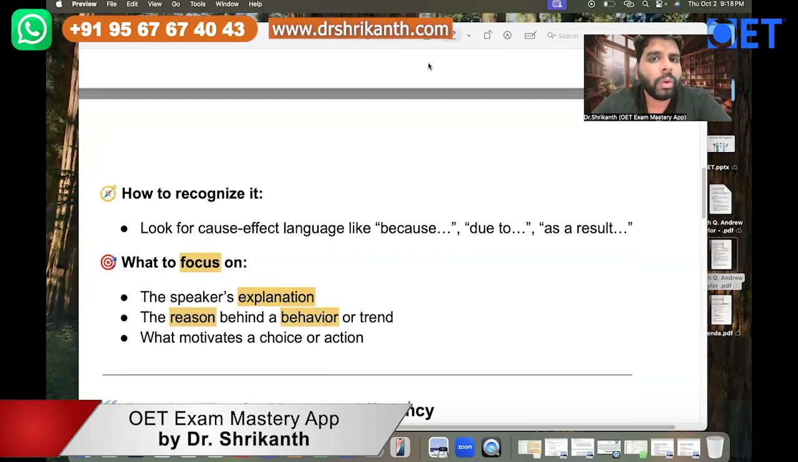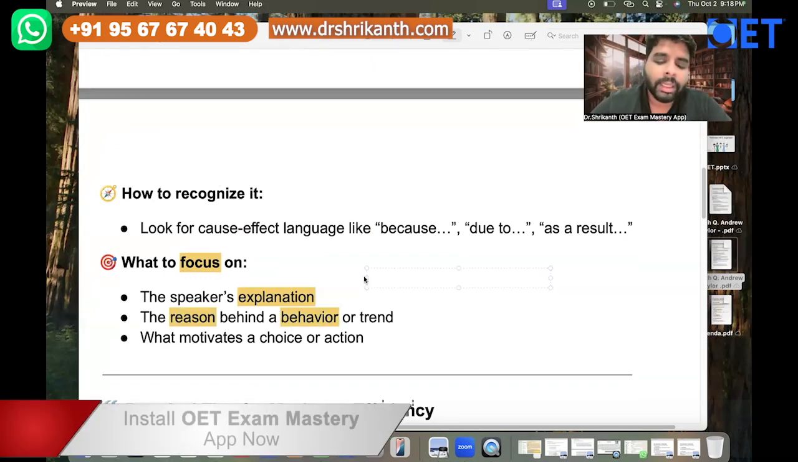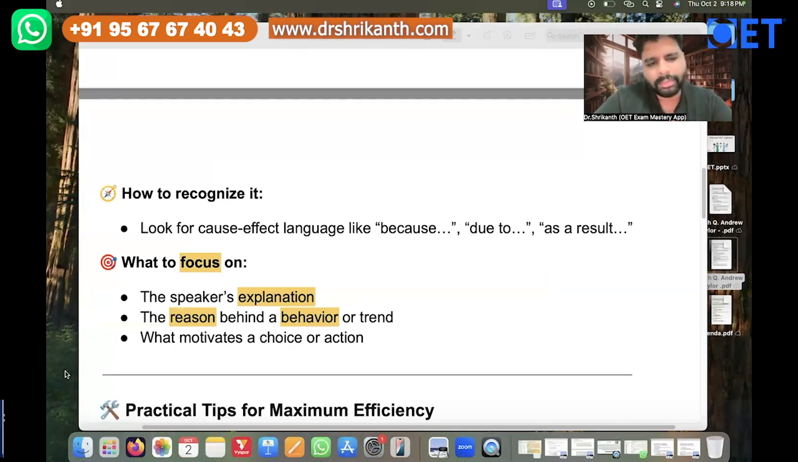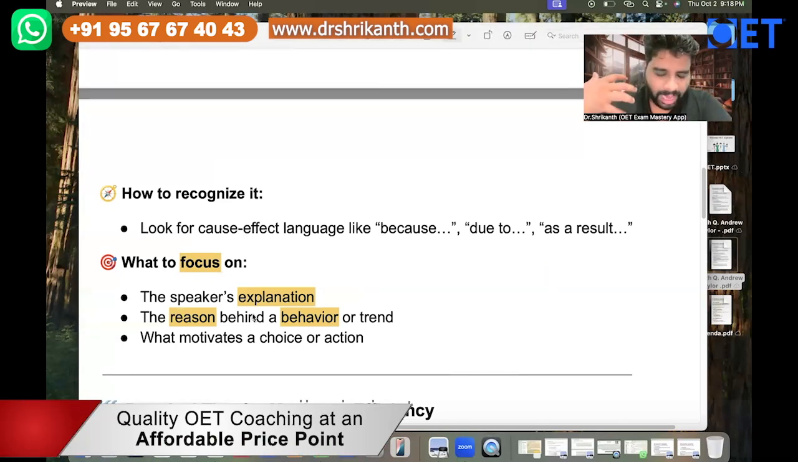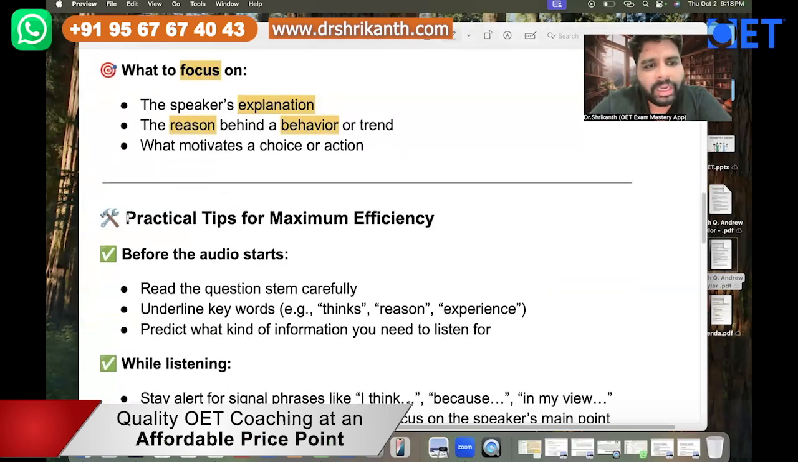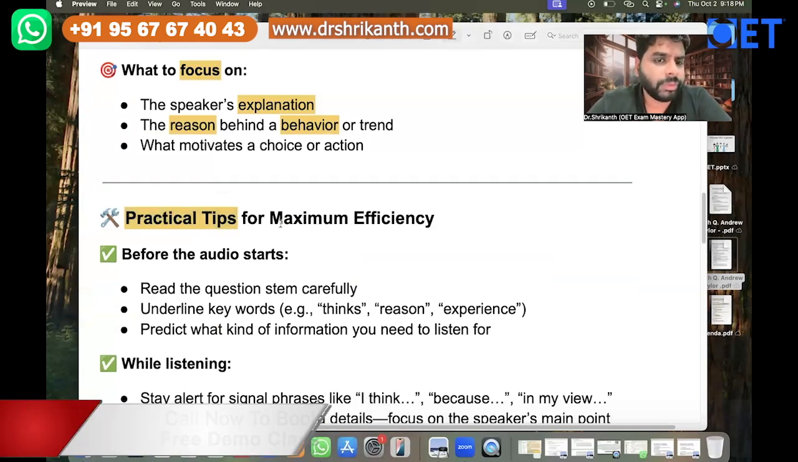Here they are not going to directly say it. You have to bring in your inference skills, your own conclusion skills, and what motivates a choice or action. If I give you the actual practice, it becomes easy for you. So let's give you some practical tips. I'll be sharing this document with you later on, so you can make some notes from this document.